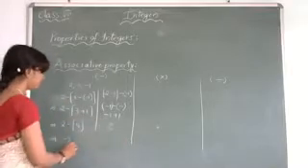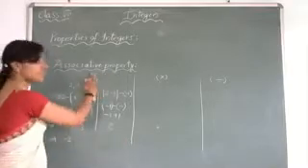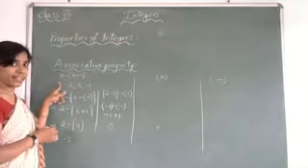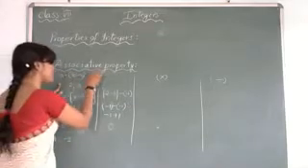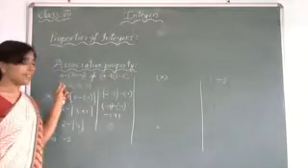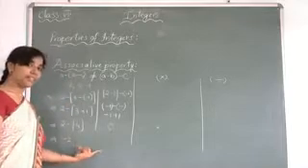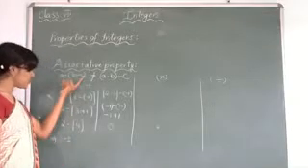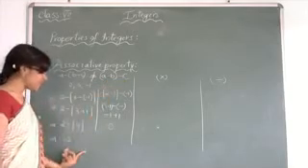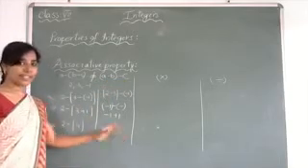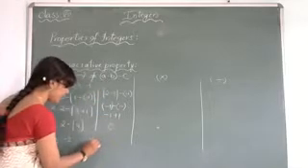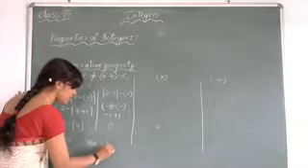That means, in general, a minus of b minus c is not equal to a minus b minus c. So the first one is not equal to the second, that means LHS is not equal to RHS. So under subtraction, associative property is not satisfied.